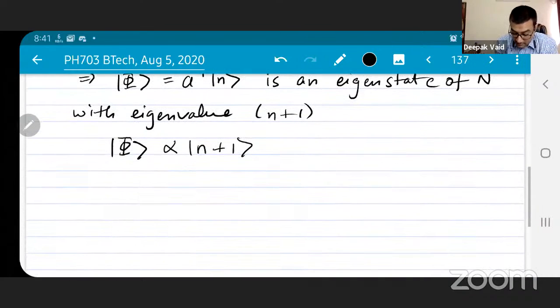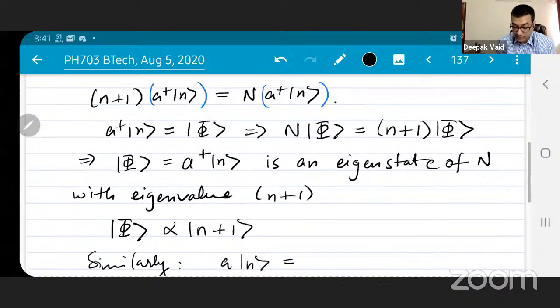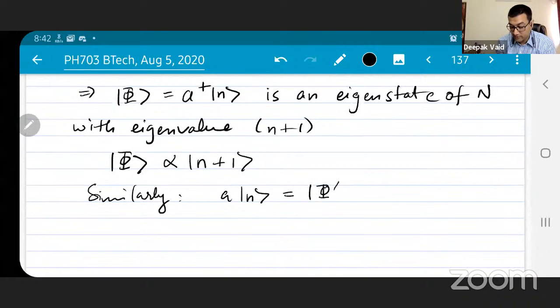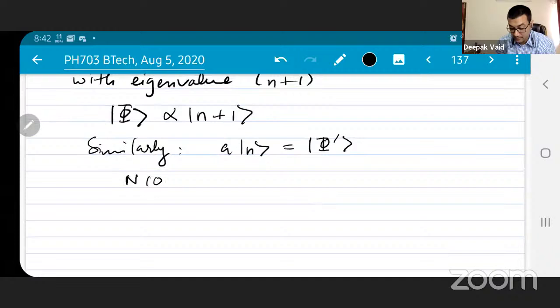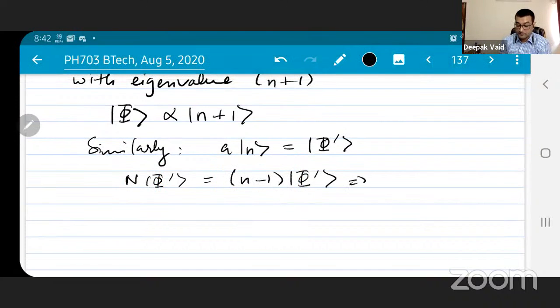Okay. Similarly, using the exact same procedure, one can show that if you take A and act on |n⟩, and you say that this is some other state, let's call it phi prime, then phi prime will be an eigenstate of N with eigenvalue n minus 1.